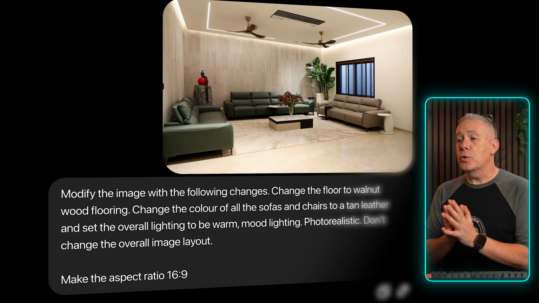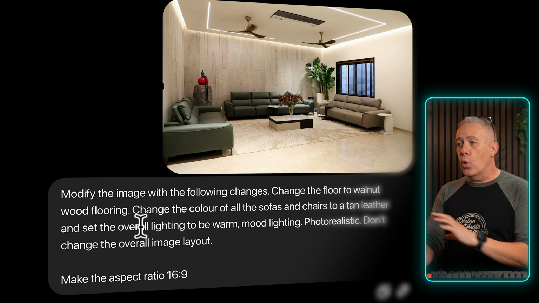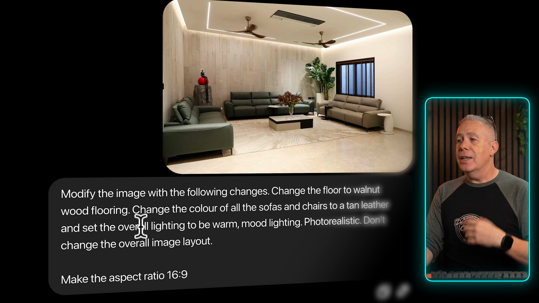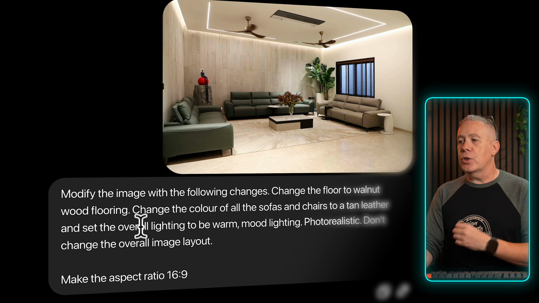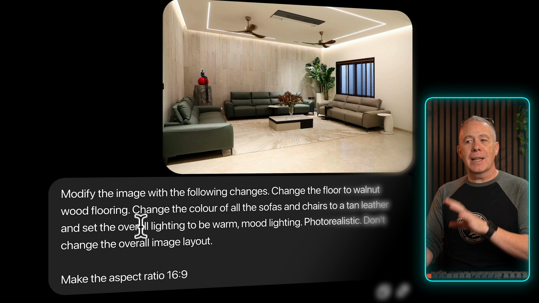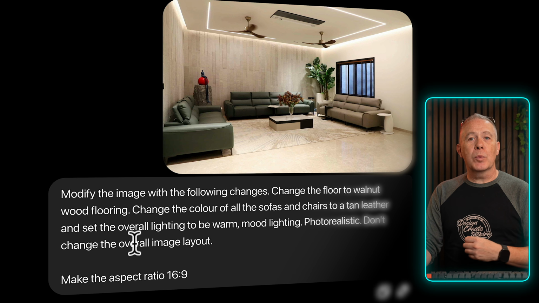Then I asked it to make some really simple changes. I modified the image with the following changes: change the floor to walnut wood flooring, change the color of all the sofas and chairs to a tan leather, and set the overall lighting to be warm, mood lighting, photorealistic, and don't change the overall image layout, telling it exactly what aspect ratio that I wanted. So after a few moments, we end up with this image.